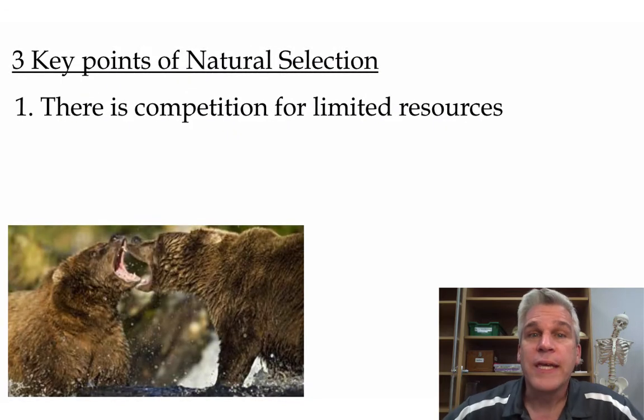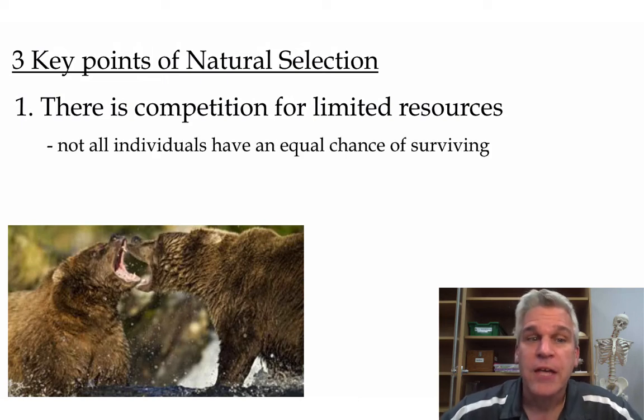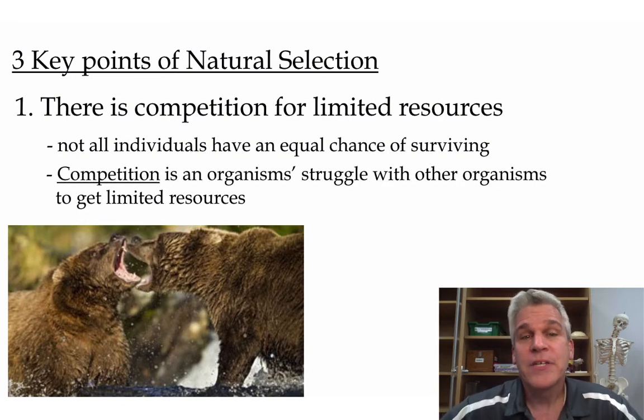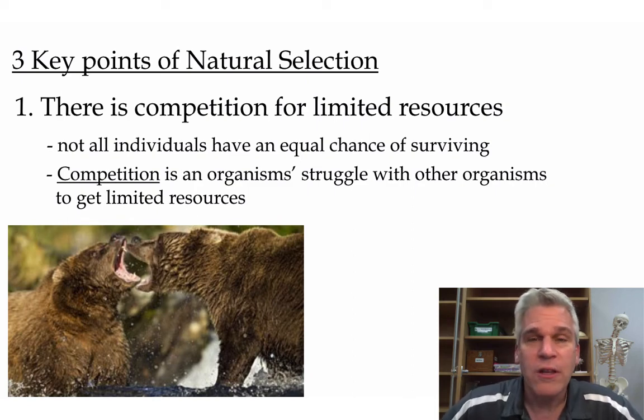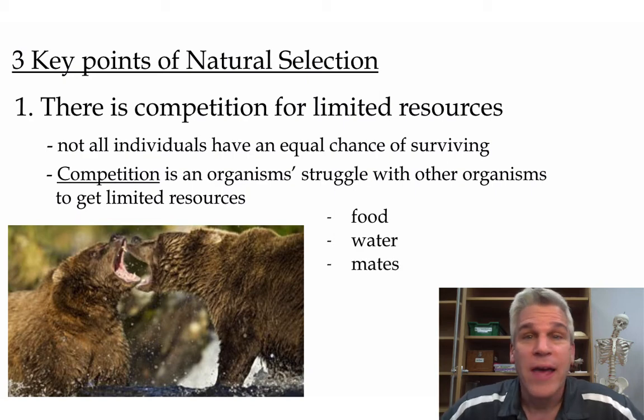There are three key points to natural selection. One is that there is a competition for limited resources. So not all individuals have an equal chance of surviving. Sorry, it's true. And competition is that organisms struggle with other organisms to get limited resources. So what are they struggling for? Well, they're struggling for things like food, water, and mates.